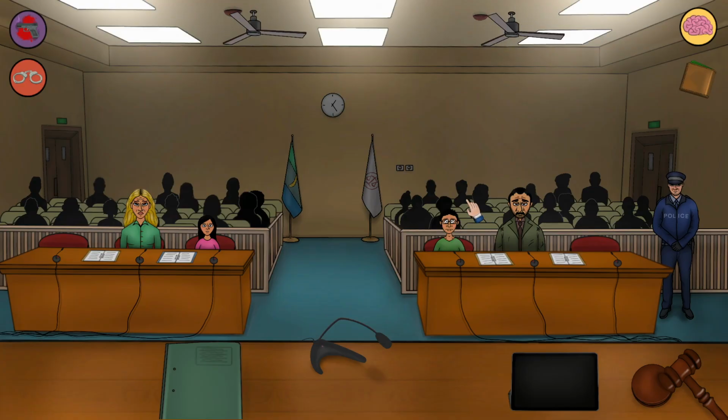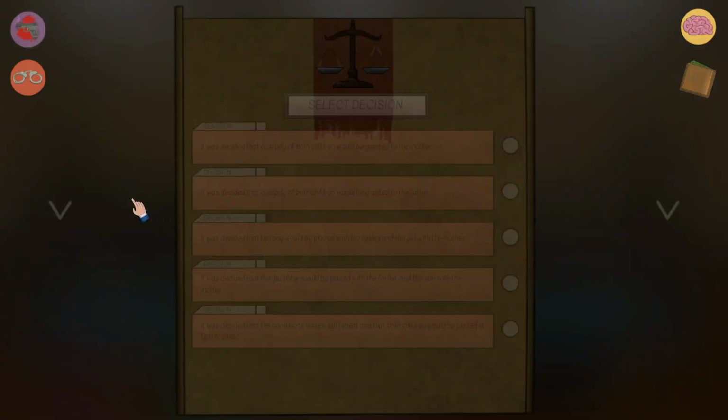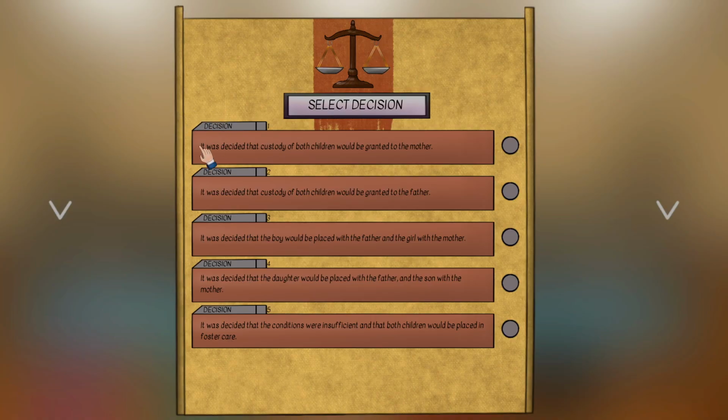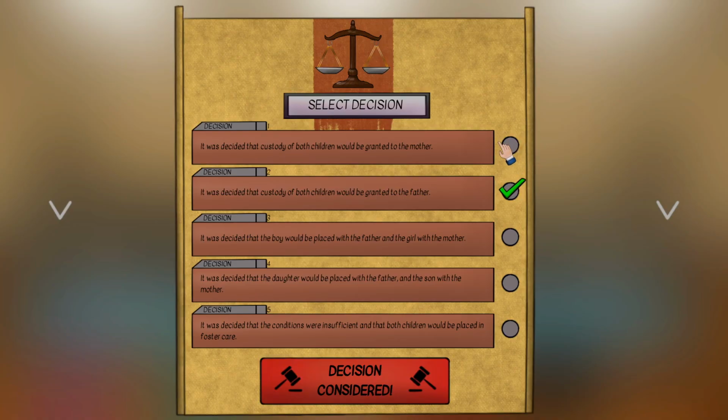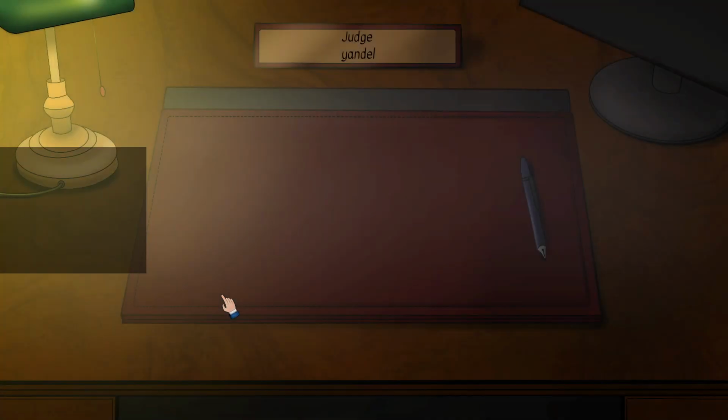And sounds like his anger issues and drinking, whatever. So I feel like I'm going to leave him with the mom. It was decided that custody of both children will go to the mother. They don't want to be separated, so I'm going to leave them with the mother.